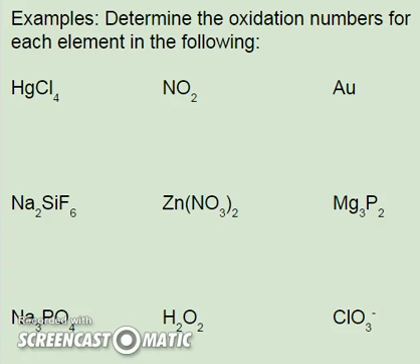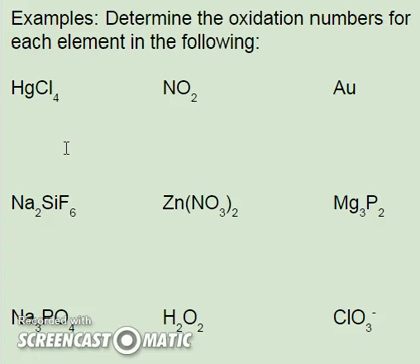So when you determine the oxidation numbers for each element in the following, what I like to do is assign a number to each one, which obviously is what they're asking you to do, but I look at these and say, okay, HgCl4, which of these for sure will get to keep its oxidation number?